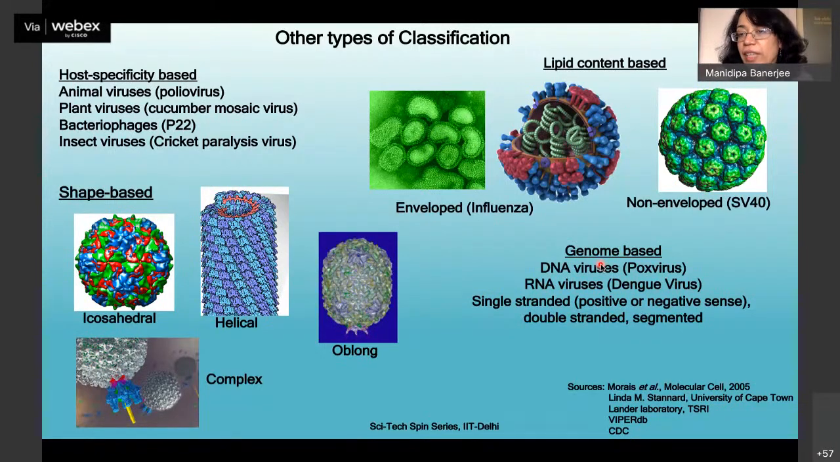We do not have that advantage. Our genetic information is saved only in double-stranded DNA. I think most of you know that. Okay.